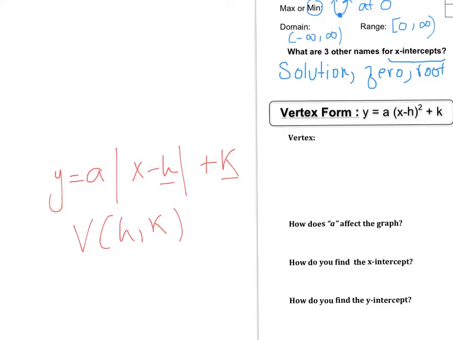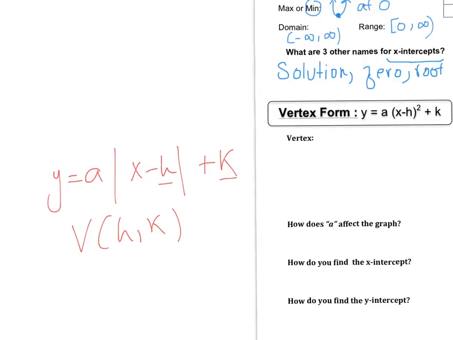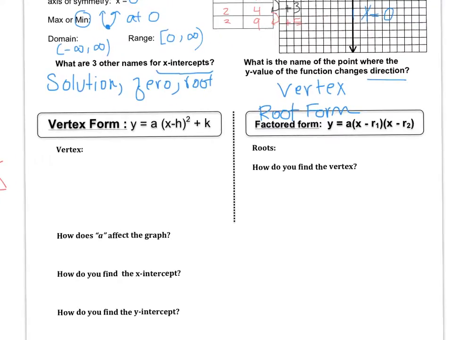And that's going to tell you how your graph is moving, whether left, right, up, down, and so on. In this case, the vertex is the same thing. It's (h, k). How does a affect my graph? Just like we talked before, if a is positive, then my graph is opening upward. It's a U shape, not a V shape anymore, since this is a quadratic function. And if a is negative, then it's going to be going down.